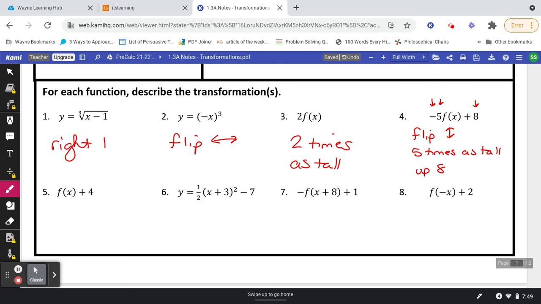Number 5. All we have here is a +4 at the end, which means the graph will move up 4. Problem 6. Again, 3 things happening. It's going to be half as tall. The 3 on the inside is going to move in the opposite direction, so left 3. And the -7 at the end is going to move the graph down 7.